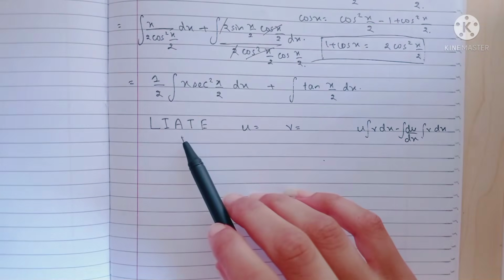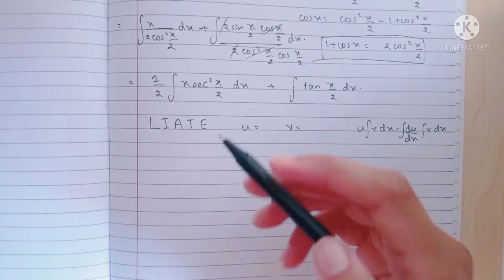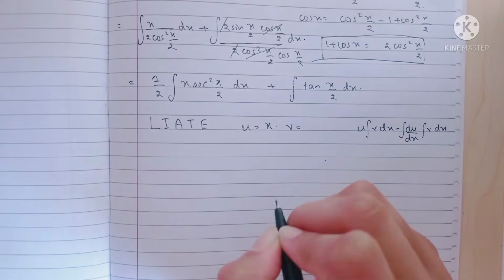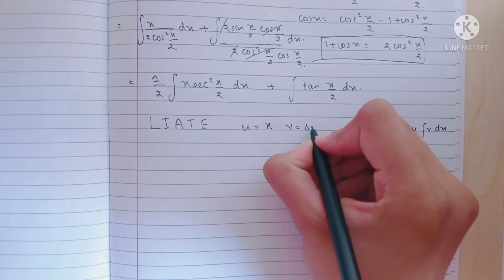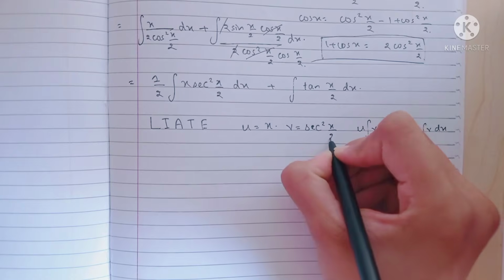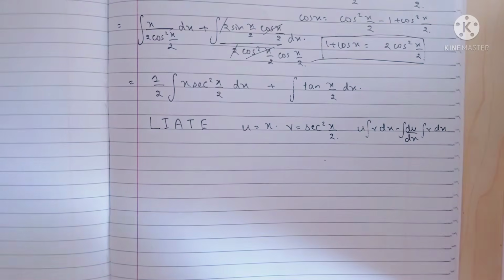So using the LIATE rule, I'm going to be placing x as u and v will be secant square x by 2. If you're not quite sure on how to use the LIATE rule or the by parts formula, you can check out my video in which I've explained it. I'll be linking it in the description box below.